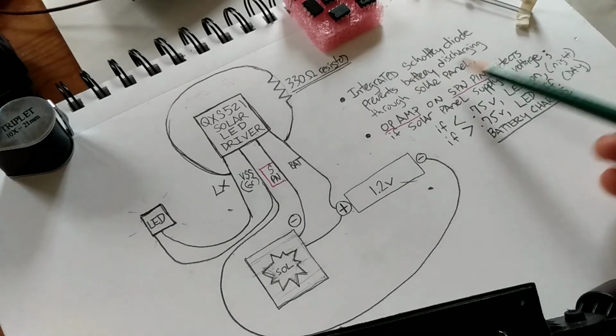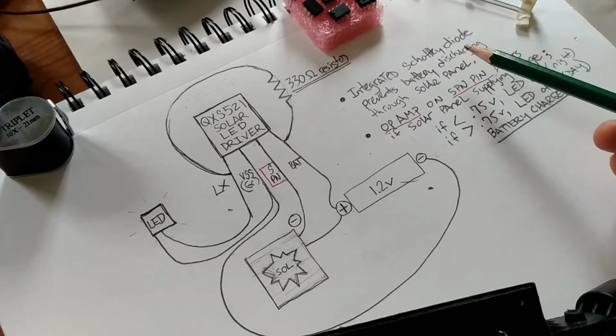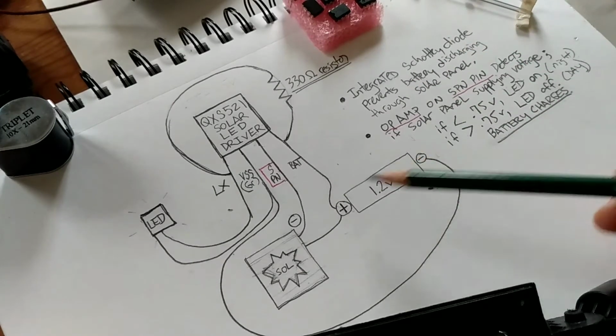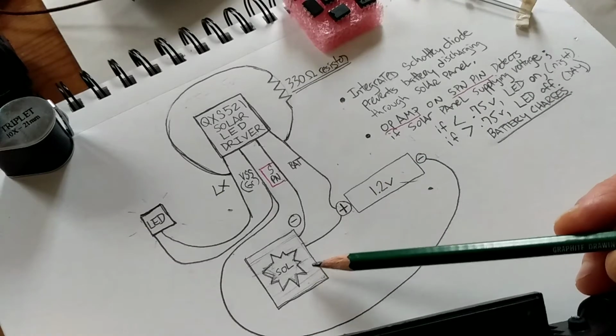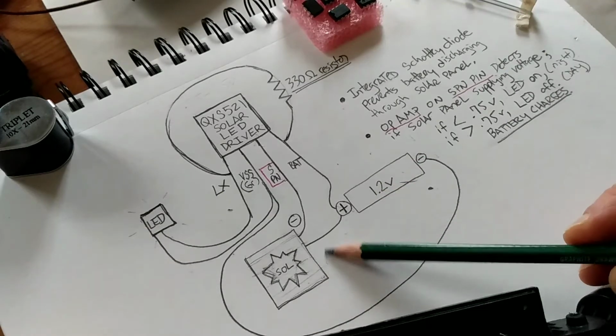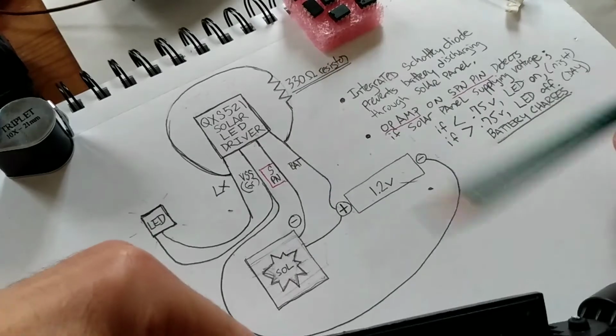Now, the Schottky diode prevents the battery discharging into or through the solar panel. Pretty cool to discover how these things work.